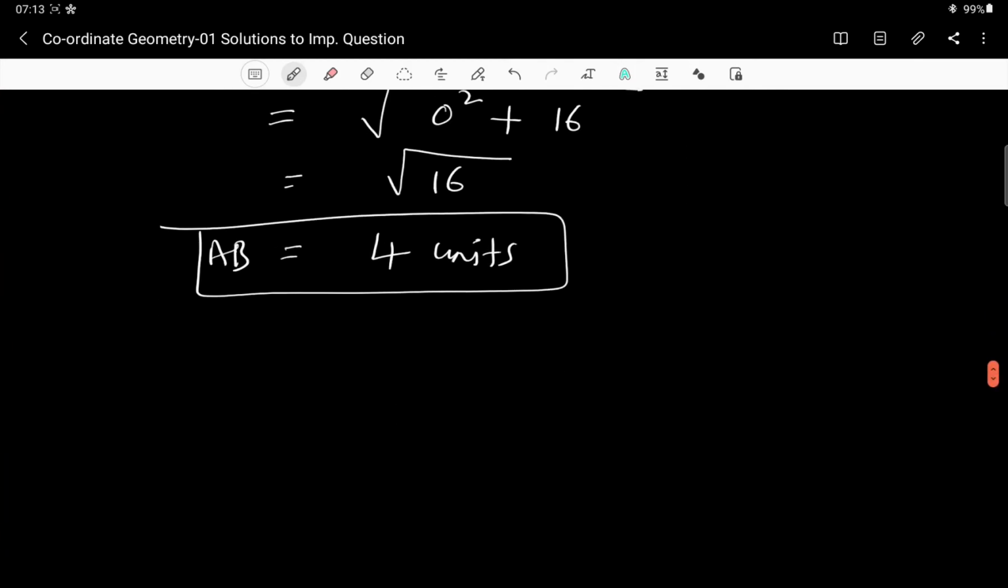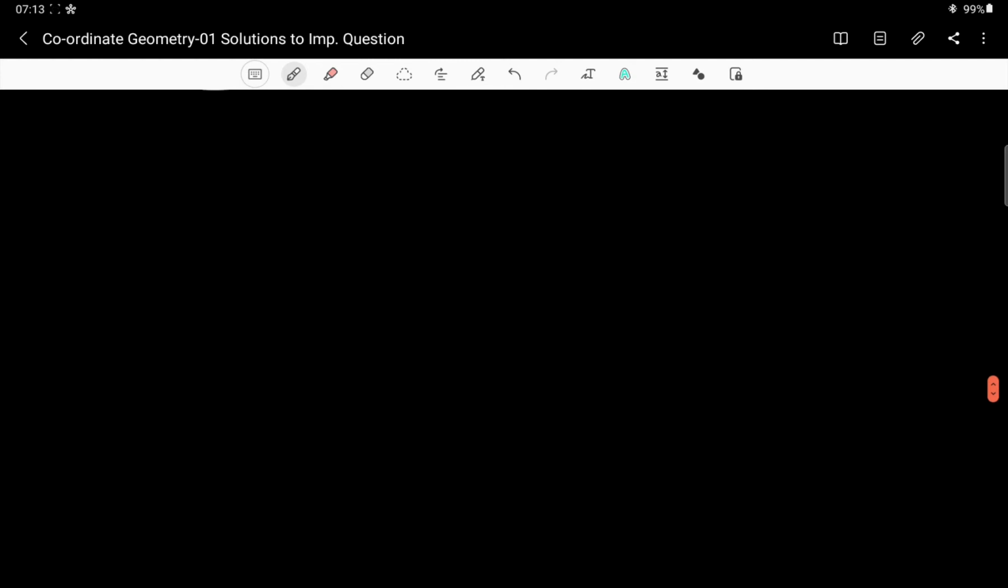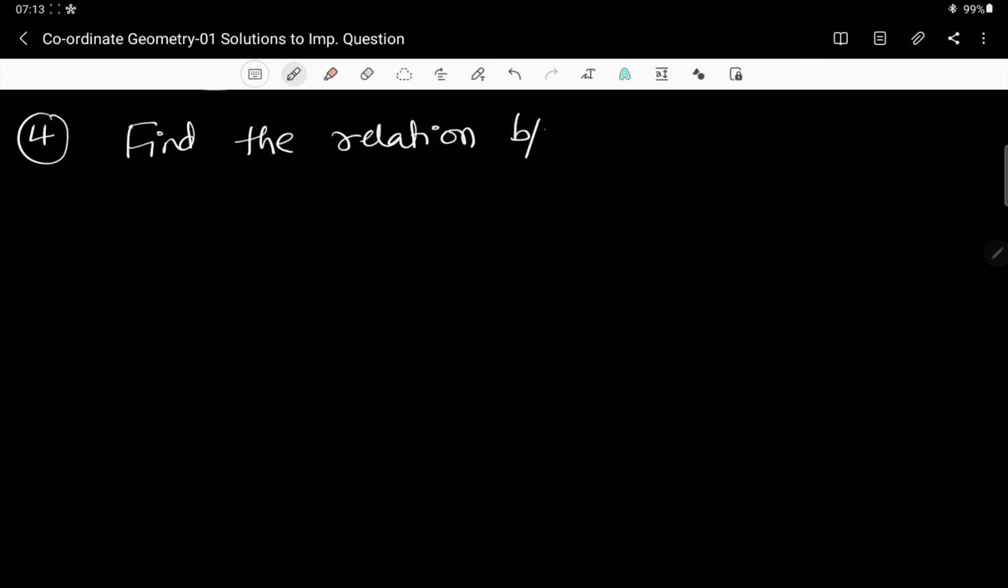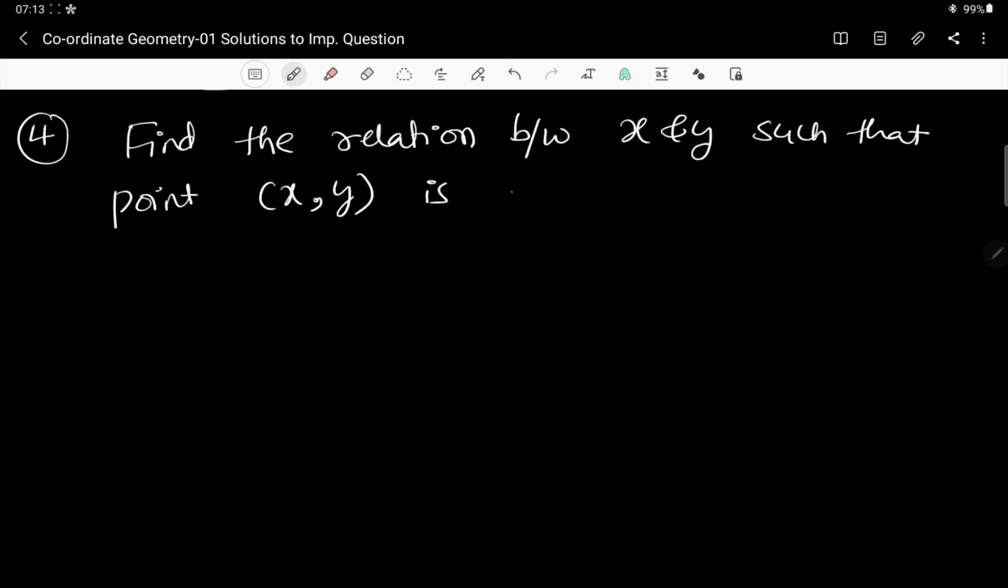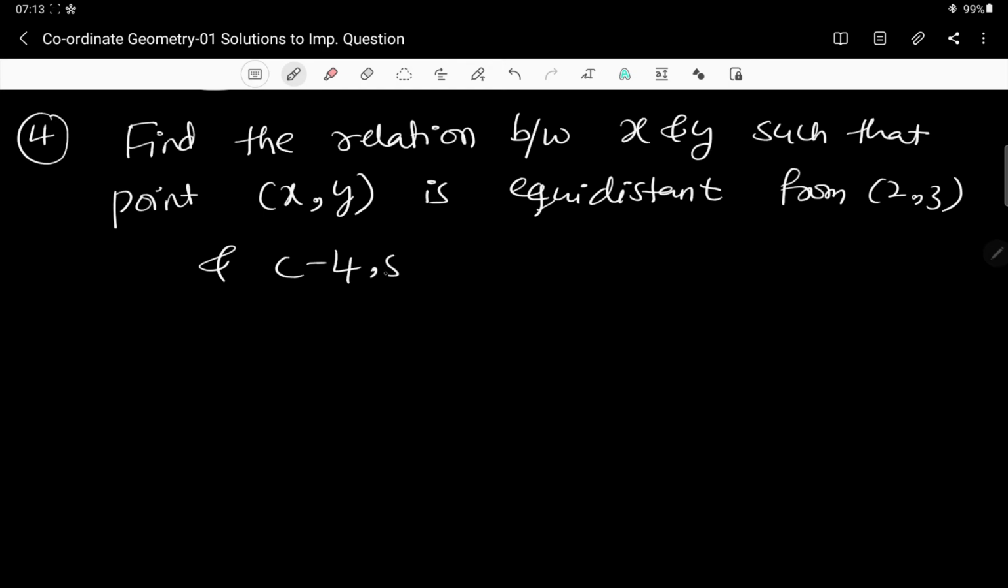So let's move on to the fourth question. Let us have a look at this fourth question. The question is like this. Find the relation between x and y such that point (x, y) is equidistant from (2, 3) and (minus 4, 5).